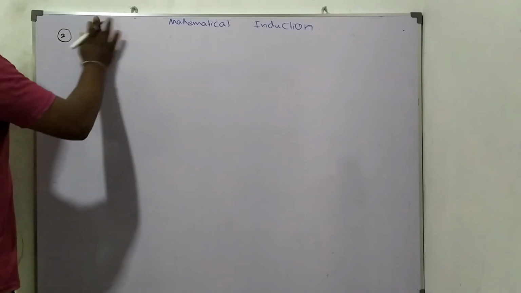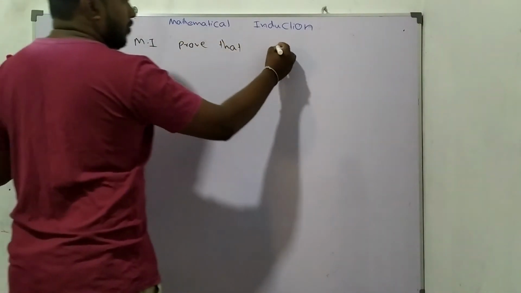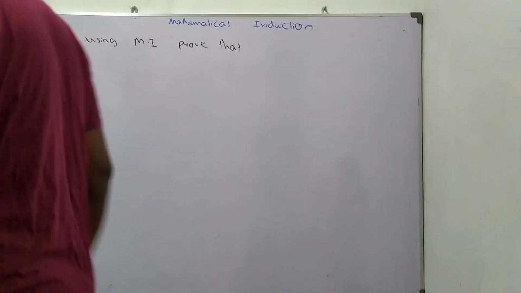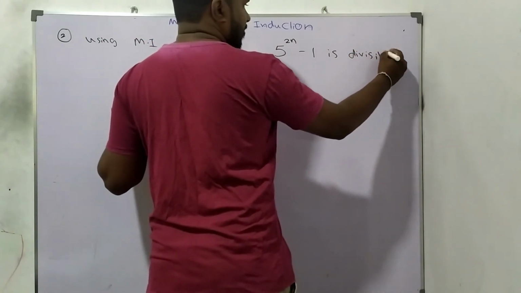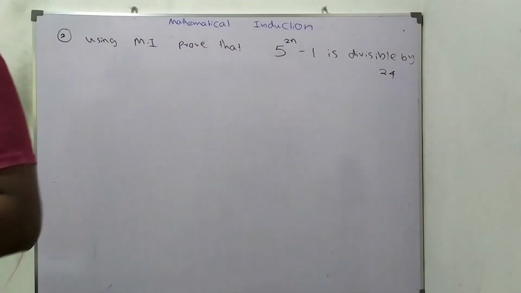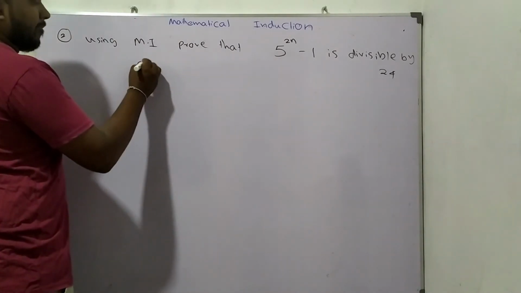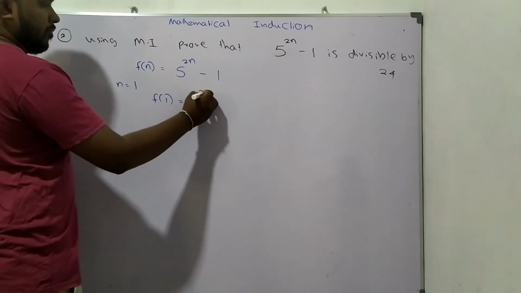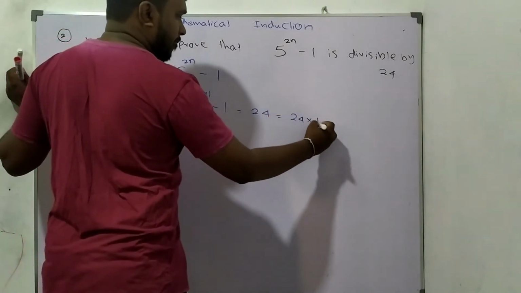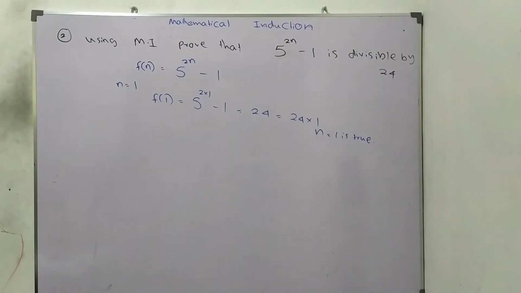Okay, let's look at another example. Question number 2. Using mathematical induction, prove that 5^(2n) minus 1 is divisible by 24. So this is my f(n), 5^(2n) minus 1. What was the first step? n equals 1. We have to prove n equals 1 is true. You can see it's 24. It's divisible by 24.